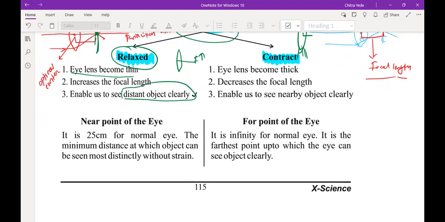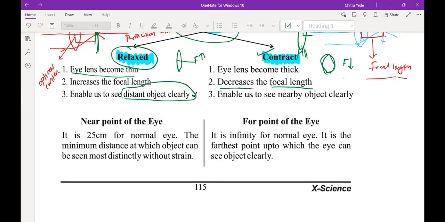Now, the second condition: when ciliary muscles contract, the eye lens becomes thick like this, very thick from the center, due to which the focal length decreases. Focal length decreases, and it enables us to see nearby objects clearly.